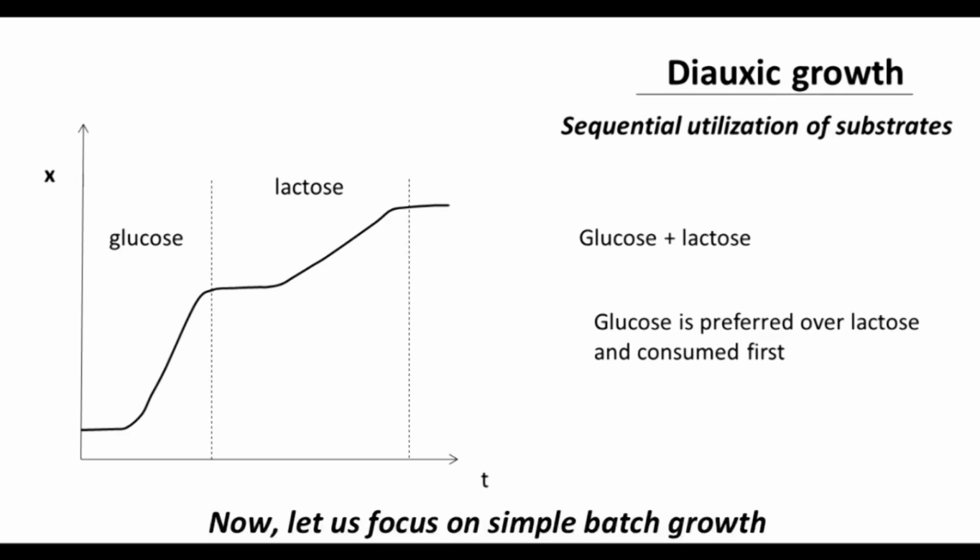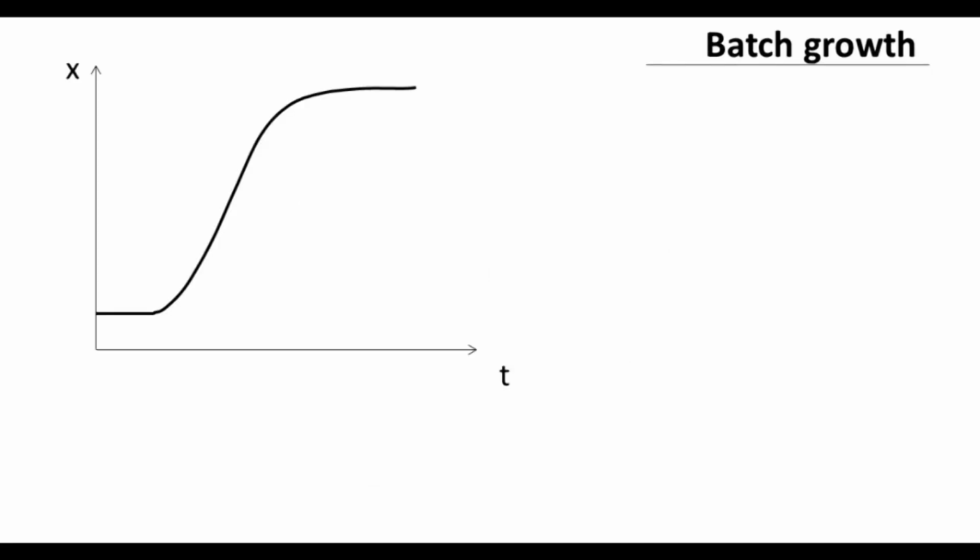Having said this, for our analysis, let us focus on simple batch growth that we saw earlier. One organism, one substrate, one limiting substrate, and so on. Batch growth, as we saw with real data: cell concentration versus time, a lag phase, something called a log phase, and a stationary phase.